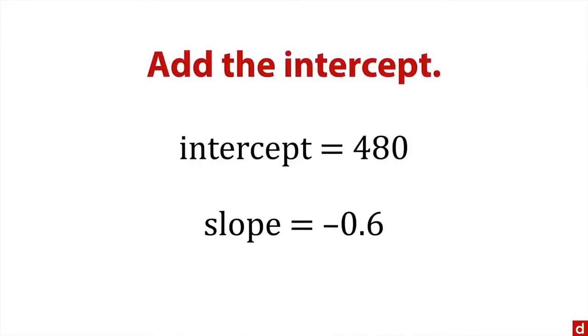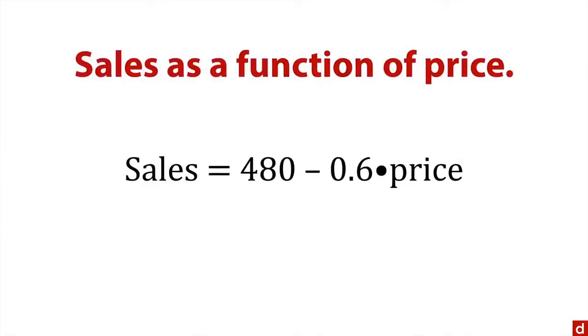And so what we have from this is sales as a function of price, where sales is equal to 480, because that's the y-intercept when price is 0, minus 0.6 times price. So this isn't the final thing. Now what we have to do is turn this into revenue. So there's another stage to this.